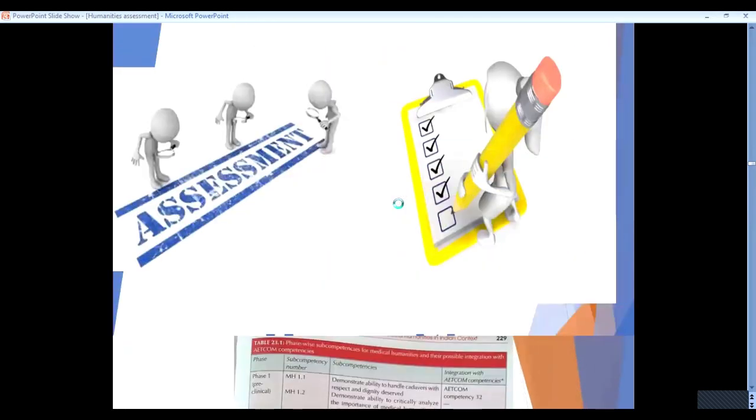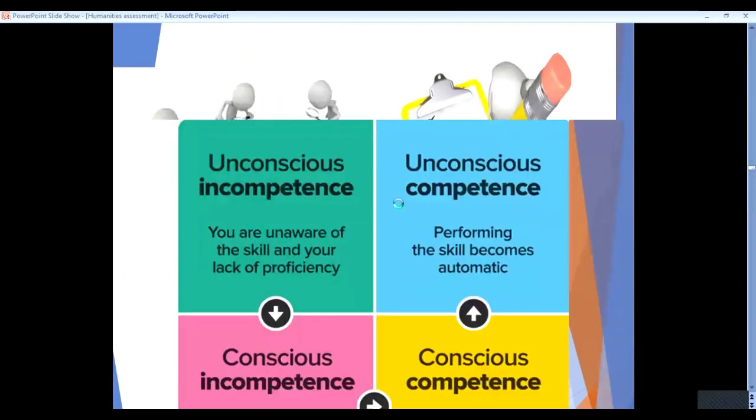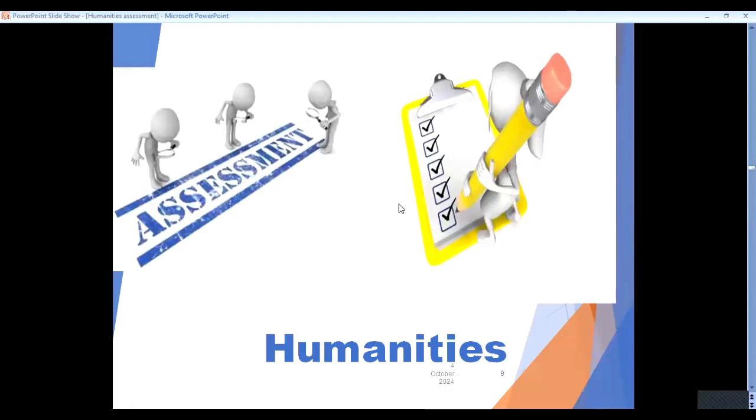These are medical humanities competencies 1.1, 1.2 from phase 1, phase 2, phase 3, and internship. So you can use this as a template for teaching various aspects of humanities. And if you think very carefully, many EdCom competencies are similar to these medical humanities competencies. Next one, please. So with these things in the background, let us talk about the assessment of humanities.